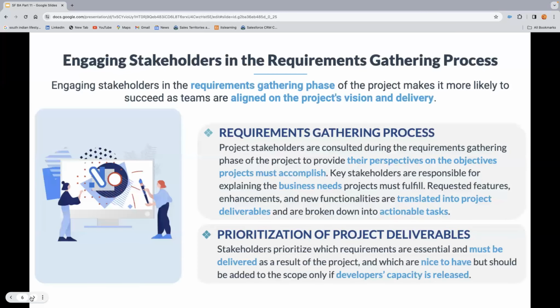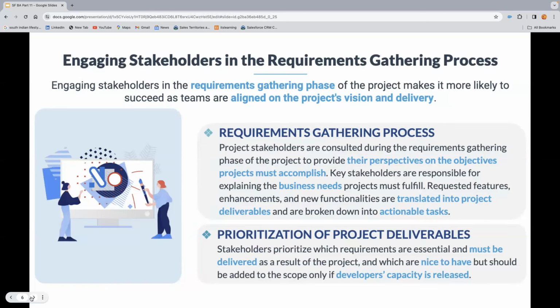Managing requirements to obtain sign off. Engaging stakeholders in the requirement gathering process. Engaging stakeholders in the requirement gathering process of the project makes it more likely to succeed, as the team is aligned on the project vision and delivery.